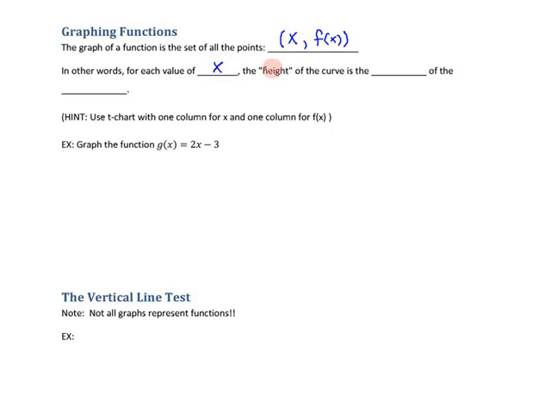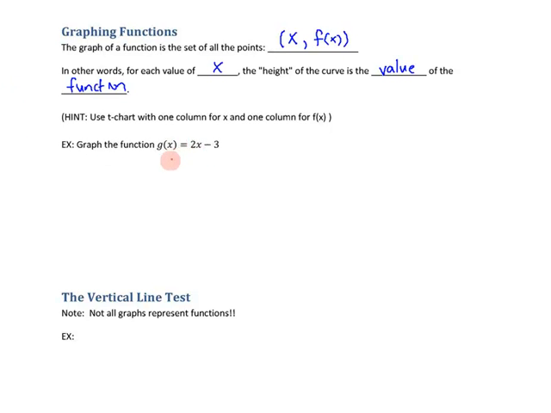So for each value of x, the height of the curve over that x is given by f of x, or is given by the value of the function. And what I recommend is the same strategy or technique that we used in section 1.3 when we first covered how to graph equations, and it's the T-chart or the value table method.